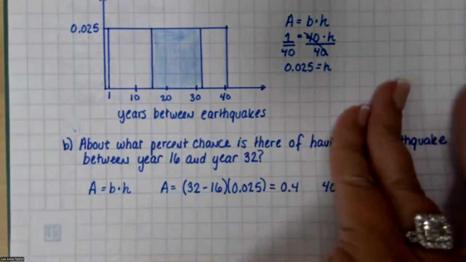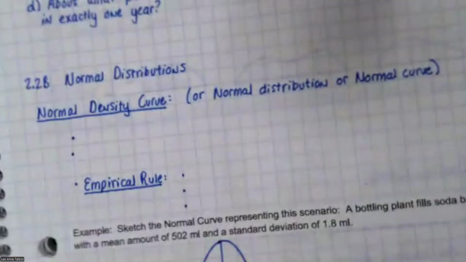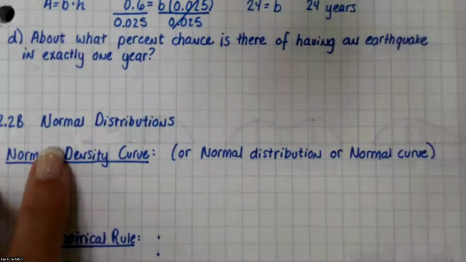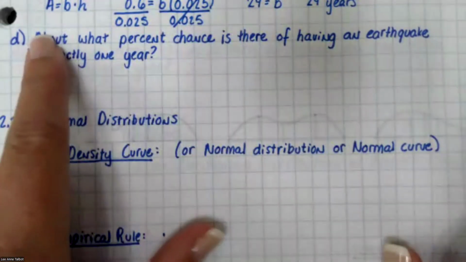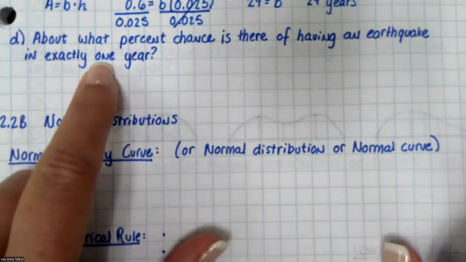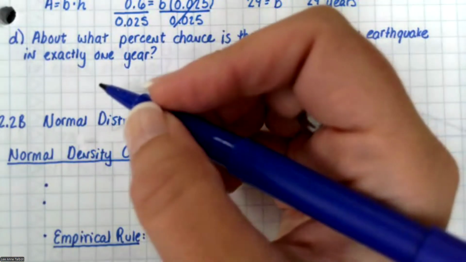See your faces every year. Okay, so if it says about what percent chance is there of having an earthquake exactly some number, the answer is 0.